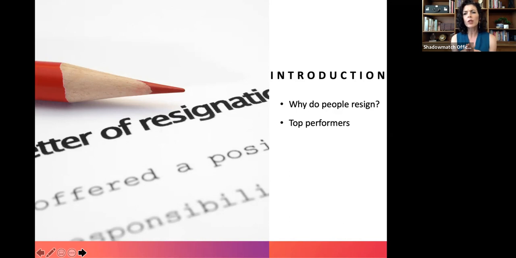Then, ladies and gentlemen, top performers. It's important to remember, and I think most of you, if not all, are either Shadowmatch consultants or current Shadowmatch clients. So you are using the system, you know Shadowmatch very well. Top performers become top performers because they do things in a similar way.